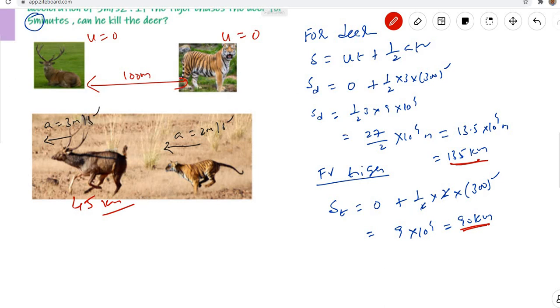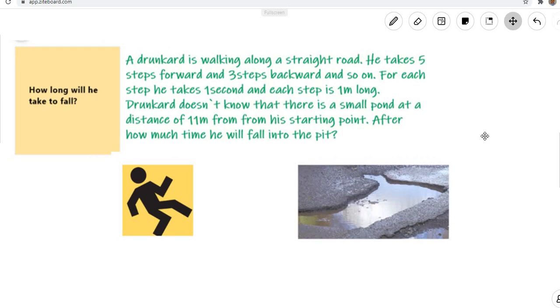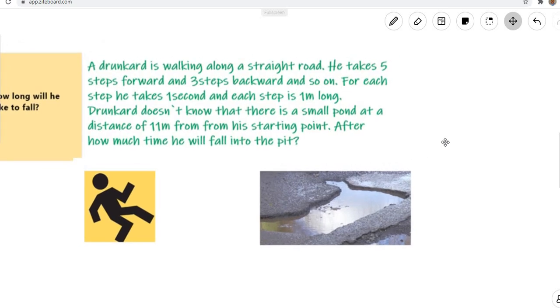Now let's see the next problem. Very interesting problem this is. How long will he take to fall? What is this question? Let us see. A drunkard is walking along a straight road. This fellow is walking along a straight road.